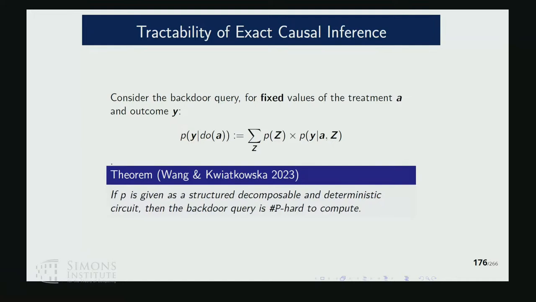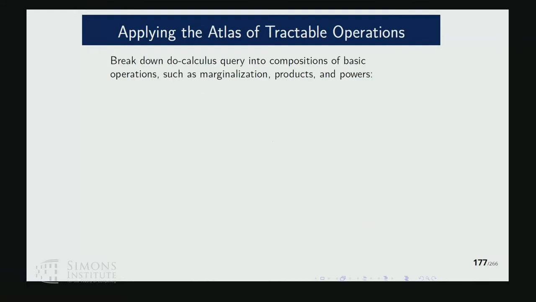If this distribution P is given as a circuit that's not just tractable for marginals and MAP, but even structure decomposable for some unspecified V-tree, this query is still sharp-P hard to compute. So how do we actually handle this kind of causal inference? Well, we're going to use this idea of compositional operations and then think about what properties we need for the inputs and outputs to these operations.